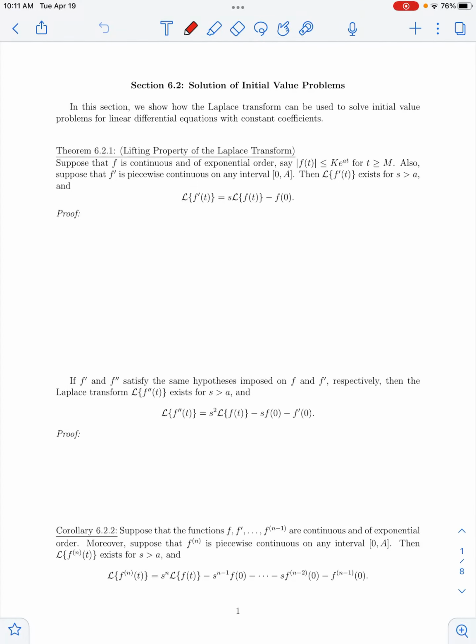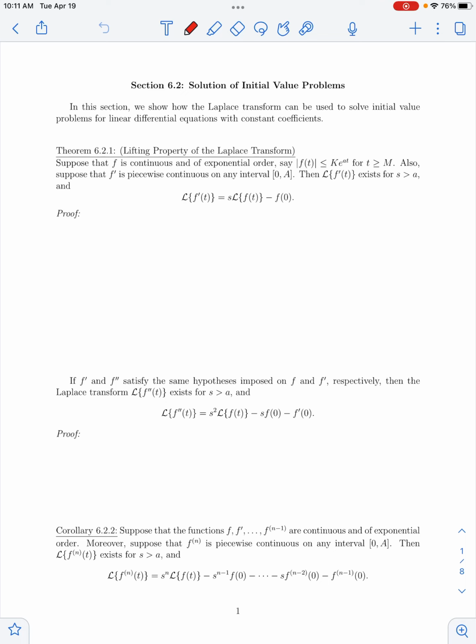Okay, in this lecture we're going to begin our section 6.2 material on solution of initial value problems using a Laplace transform. So in this section we're going to show how we could use the Laplace transform to solve initial value problems for linear differential equations.